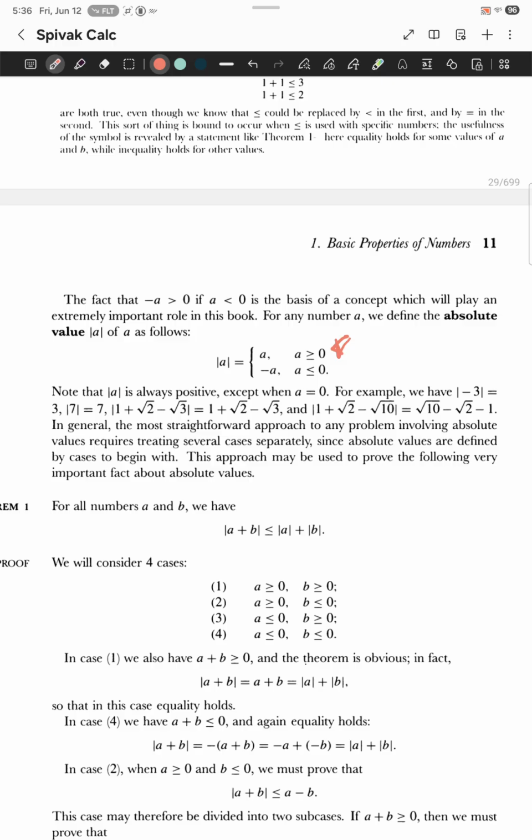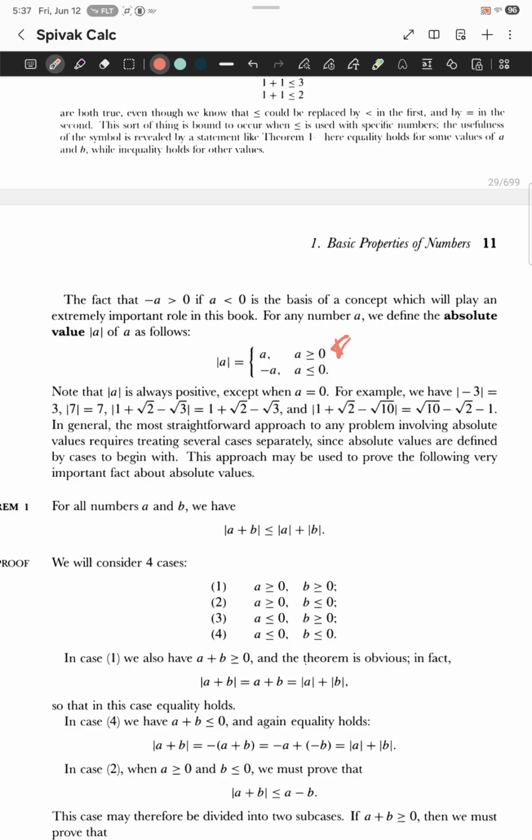For example, we have the absolute value of negative 3, which is 3, the absolute value of 7, which is 7, and the absolute value of 1 plus square root of 2 minus square root of 3, which is equal to 1 plus square root of 2 minus square root of 3. And the absolute value of 1 plus square root of 2 minus square root of 10 is equal to square root of 10 minus square root of 2 minus 1.